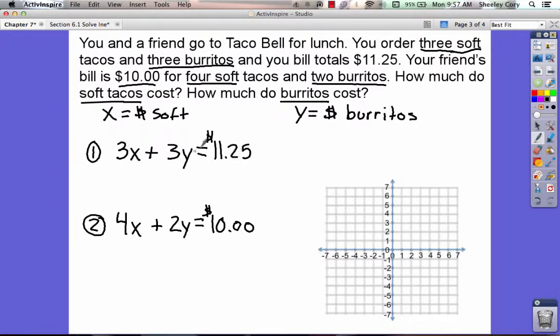If I want to graph this equation, you'll remember you want to put this in slope-intercept form. So I left a little room here so I can work. Slope-intercept form means to solve for Y. So I'm going to subtract 3x from both sides. And that gives me 3y equals negative 3x plus 11.25. And now I'm going to divide by 3. I've got to get y by itself, so I'm dividing by 3.